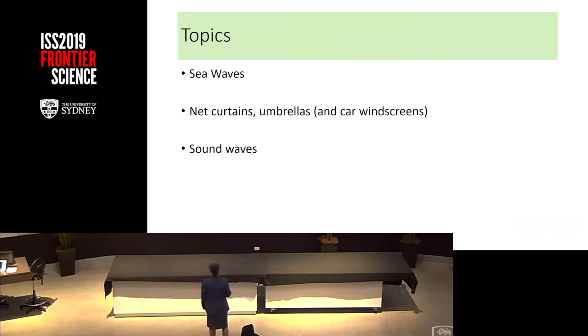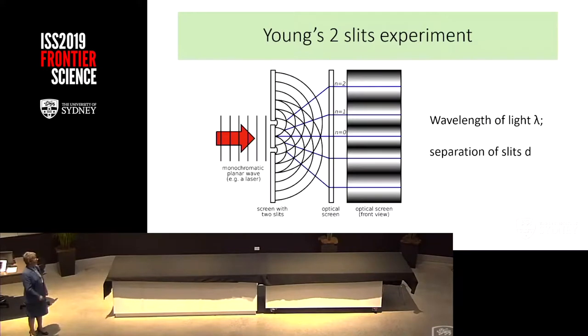So I'm going to talk, first of all, about sea waves, waves at sea. I'm also going to talk about net curtains, umbrellas. I've actually dropped the car windscreen. And I'm going to talk a bit about sound waves. So lots of different kinds of waves. And the first one is sea. But I have to teach you or check out that you already know a little bit of physics.